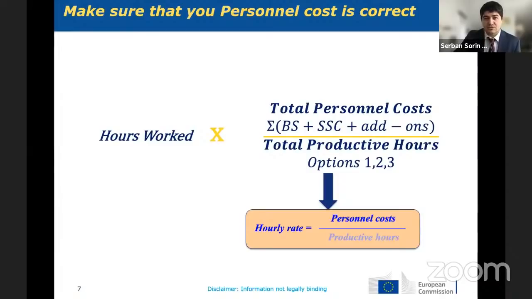Now, overall, the personnel costs are calculated, as already explained, but maybe to emphasize it from another point of view, by multiplying the number of hours worked by the so-called hourly rate, which is the total personnel cost divided by total productive hours. The total personnel costs are composed of the basic salary, the social security contributions, and eventually some add-ons. Productive hours can be calculated, as already explained, by using options 1, 2, and 3, option 1 being the preferred one because it's the simplest to use. The option of using 1,720 hours.